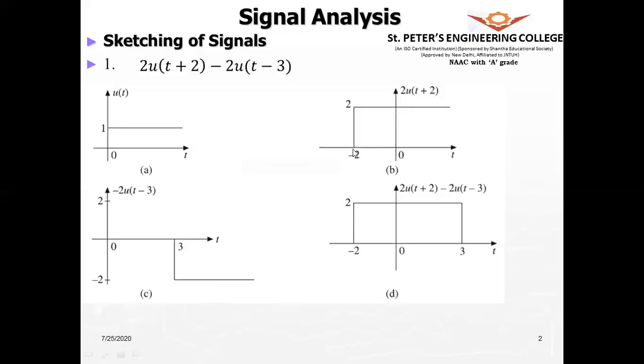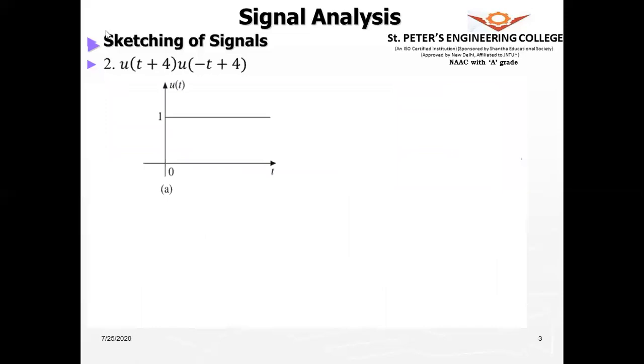And as you can see, before minus 2, there are no signals. So you will have the resultant signal starting from minus 2 up to 3. So this is the sketching of this first signal, 2 into u of t plus 2 minus 2 into u of t minus 3. Now let us take another example. This is a product signal, u of t plus 4 into u of minus t plus 4.